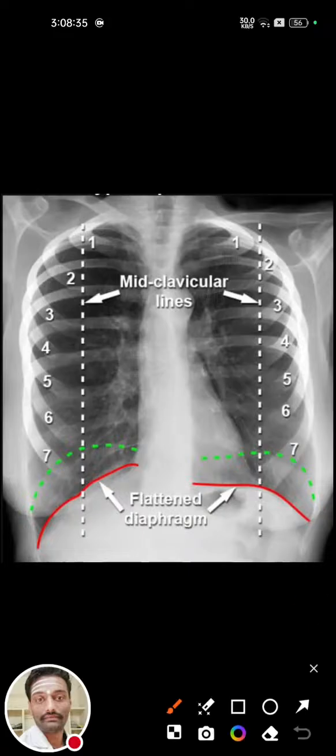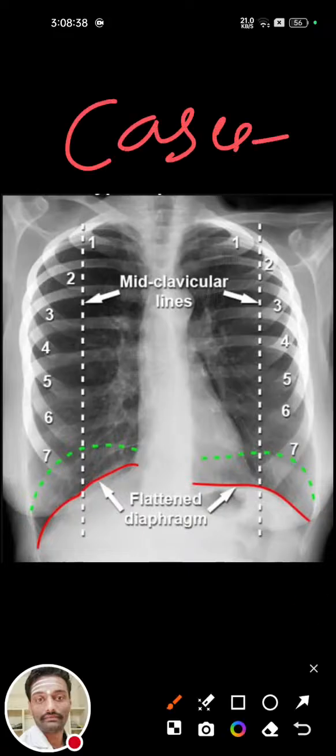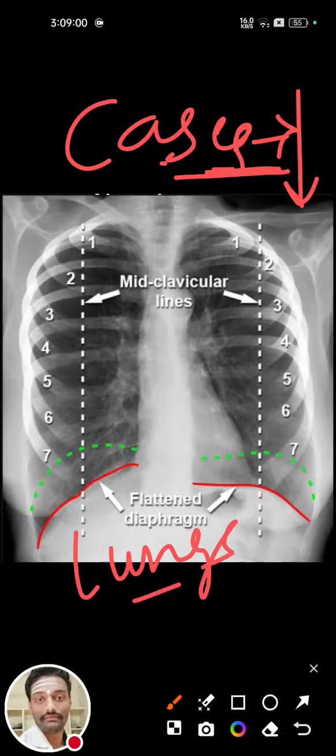Next we will see in what cases a chest x-ray is a must. Investigation of the chest through x-ray is very important. In which cases? I have already told: lung collapse or fibrosis, aortic aneurysm, mediastinal masses, and shift in the mediastinum.